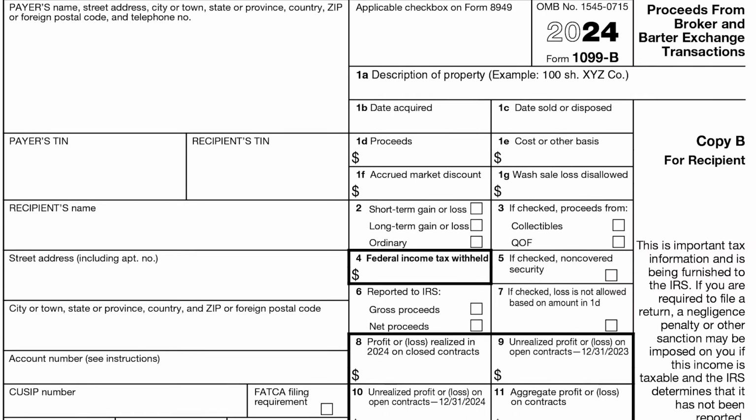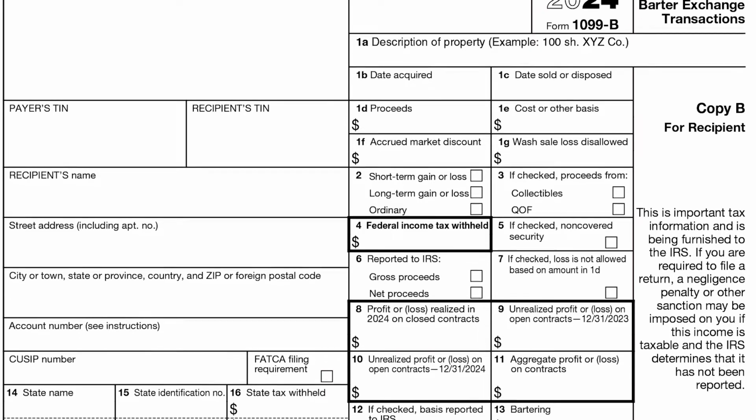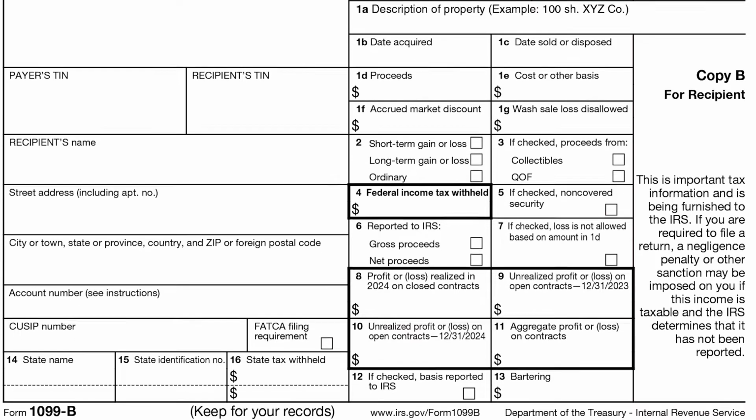1099-B is an IRS form to report proceeds from broker and barter exchange transactions. Brokers are required to file this for anyone who engaged in transactions involving the sale of securities or similar financial instruments. Now, rather than providing hundreds, even thousands of individual forms, brokers usually provide a substitute statement, which consolidates the information reported.